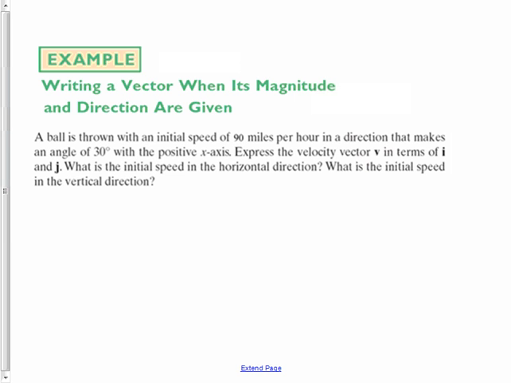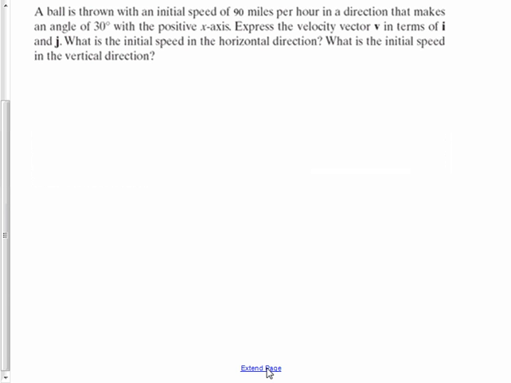This example is to illustrate writing a vector when its magnitude and its direction are given. So we're going to write this vector as ai plus bj in that form. What they're going to give us is the magnitude and the direction. So every single time, if they do this, let's just read this example here and I'll talk about the procedure first. Got ahead of myself a little bit there.